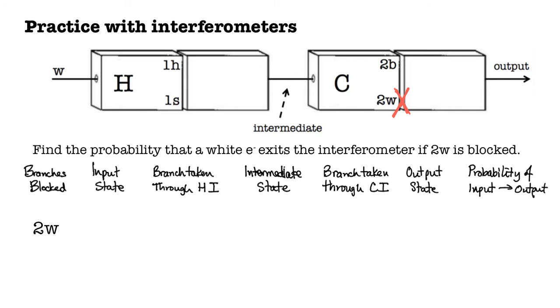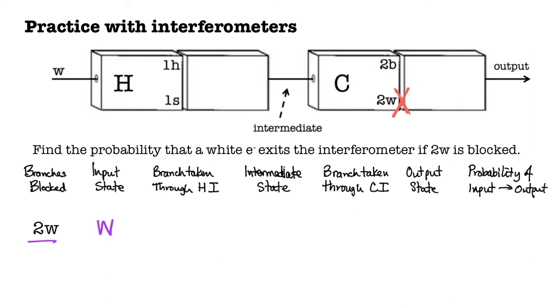And let's just kind of march through and answer these questions. Our goal is to find the probability that a single white electron exits the interferometer given that 2W is blocked. And we're shown here in this nice table, each column represents the state of the system at various locations along the way. Okay, so we're blocking branch 2W. Our input state is white.